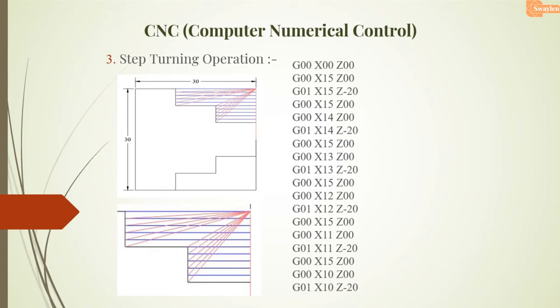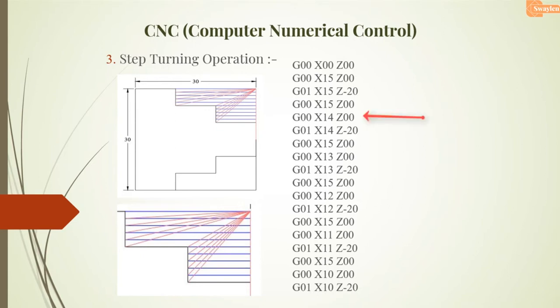X15 means the X is positive. So now my tool moves upward and the X15, Z00 point is here. The next step is G01, which means linear interpolation, the cut motion. So G01, X15 and Z minus 20. You will see this value is 20 and this value is 10. So the Z is minus 20. Now G00, X15, Z00 means my tool is again in the back position, our home position.